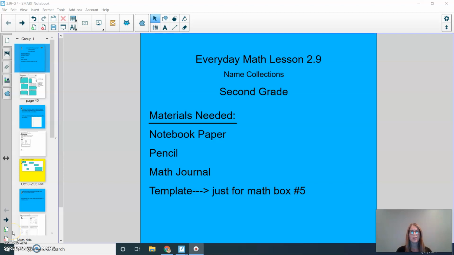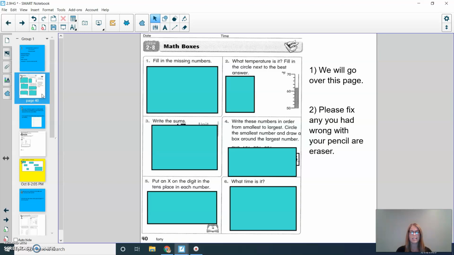Hi boys and girls, welcome to Everyday Math Lesson 2.9, Name Collections. The materials that you'll need today: notebook paper, pencil, math journal, and your template just for math box number 5. Let's get started.